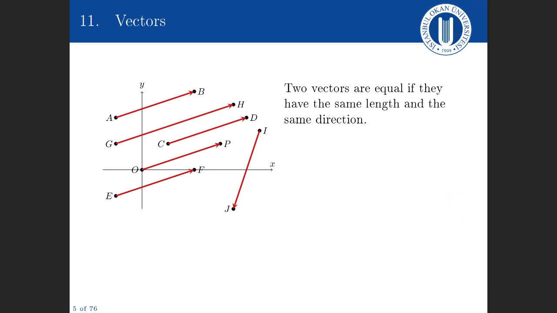We say that two vectors are equal if they have the same length and they have the same direction. The initial points and the terminal points don't matter. All that matters are the lengths and the direction. So in this picture, we can say that the vector AB is the same as the vector CD, is the same as the vector EF, is the same as the vector OP, because these four vectors all point in the same direction and they all have the same length.